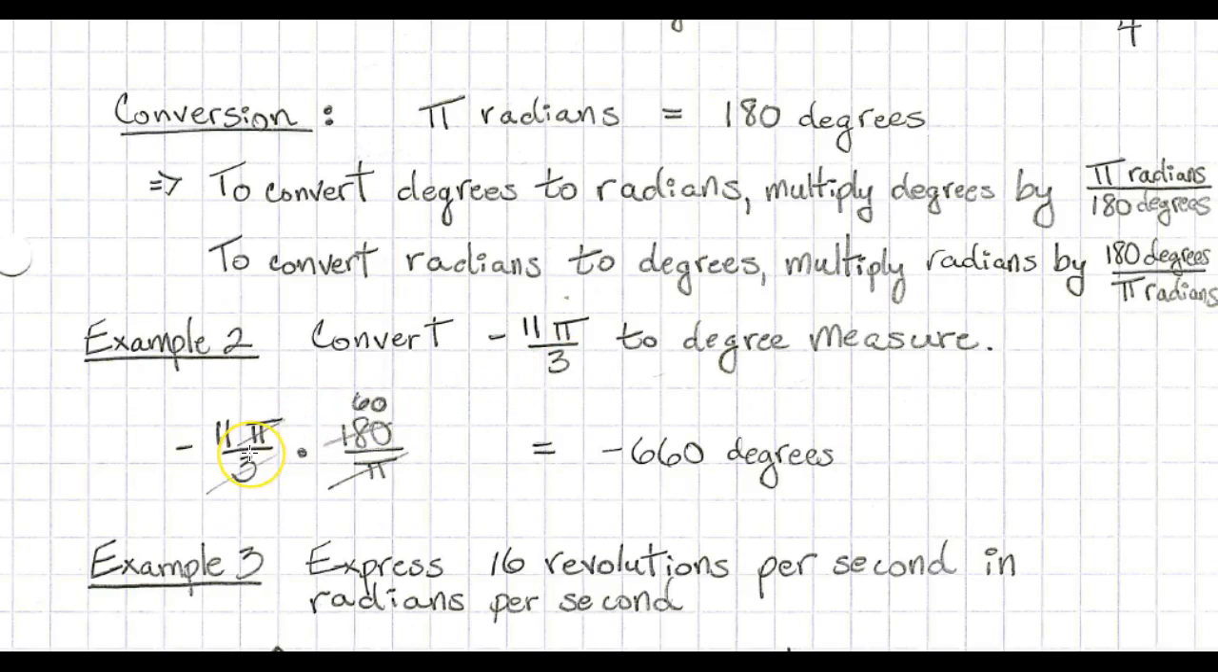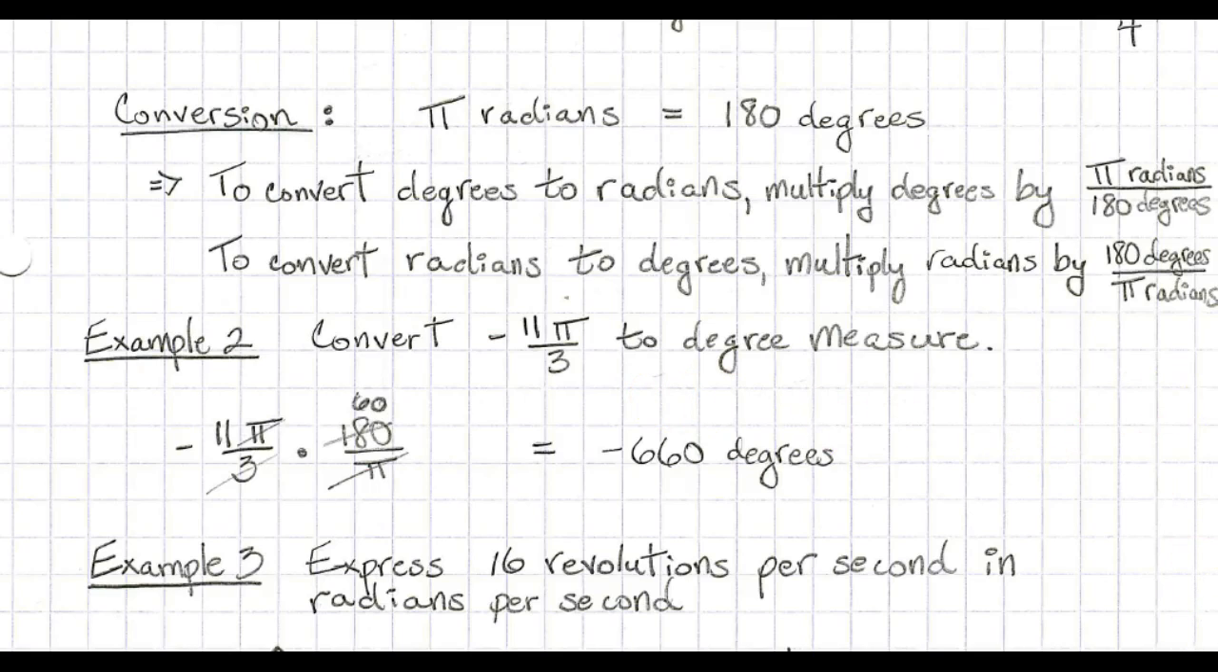So you multiply minus 11 pi over 3 by 180 divided by pi. Notice the pi's cancel. Do some simplification, you get minus 660 degrees. That's just a negative angle measured from the positive x-axis. You go around, you get to minus 360, you go another 300, you get to minus 660.